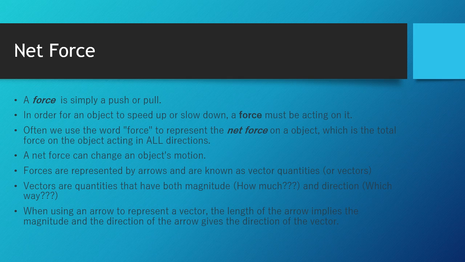For example, if you're trying to stop a ball from moving as it's coming towards you, then you have to apply a force in the opposite direction. If you applied a force in the same direction, you're just going to cause the ball to move faster. So the direction matters. And in many different quantities in physics, the direction matters. We call those quantities vectors.